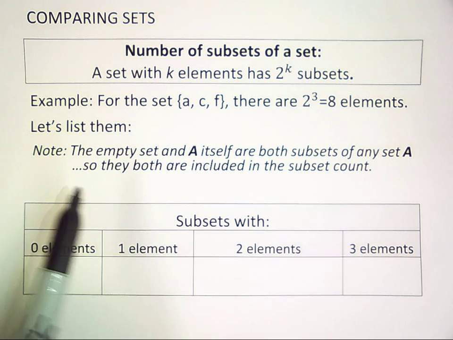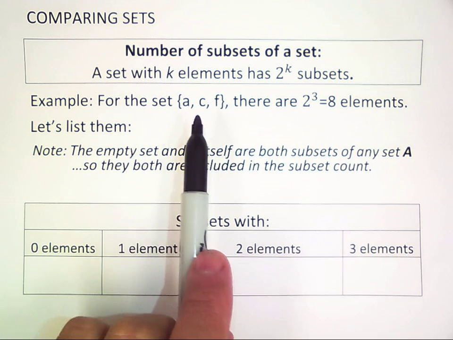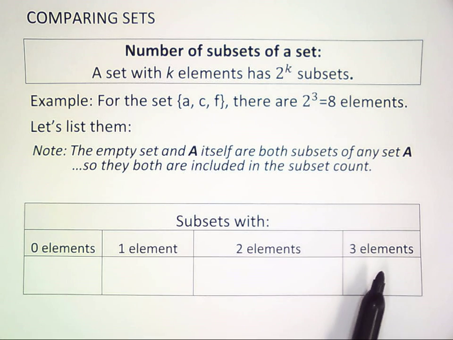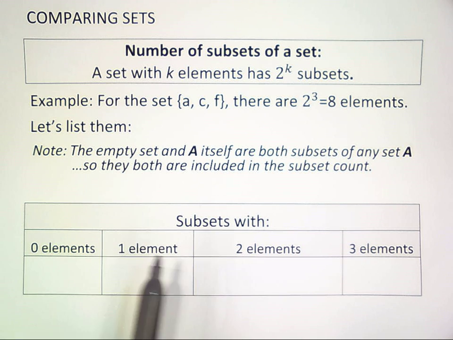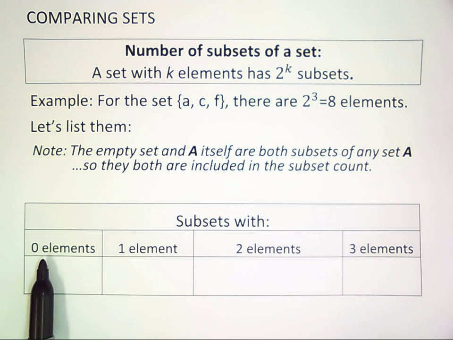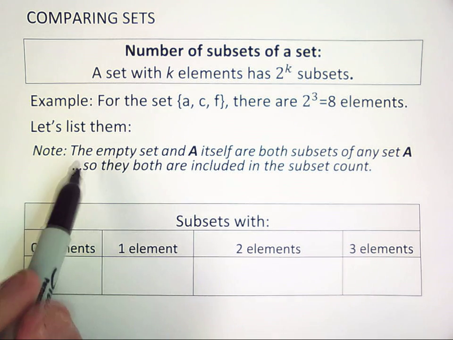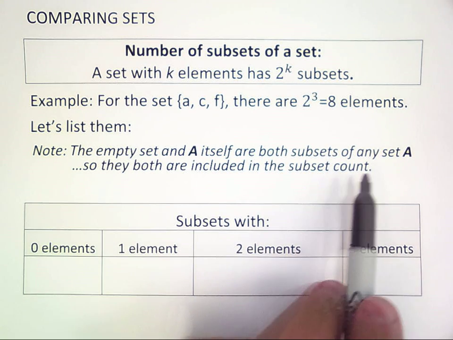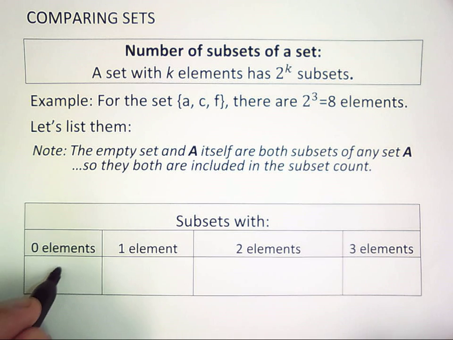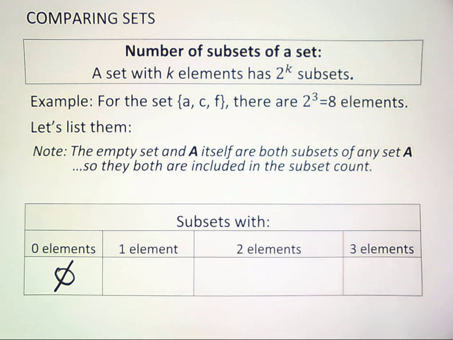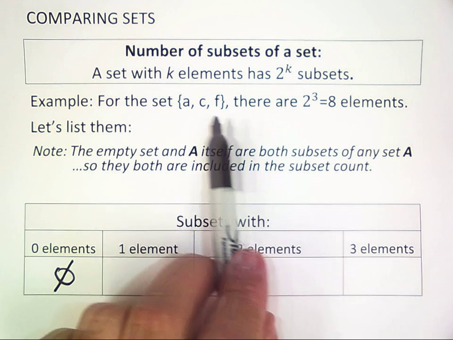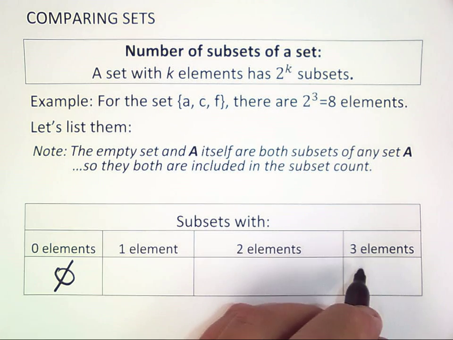So if you're going to write them all down, if you've got a set with 3 elements, the biggest a subset could be would be the whole set, 3 elements. But you could have a 2-element set, a 1-element set, or a set with no elements. Because I've already told you that the empty set is a subset, the only 0-element set would be the empty set, so you can go ahead and put that in automatically. And the only 3-element set will be the set itself, so you can go ahead and put that in.